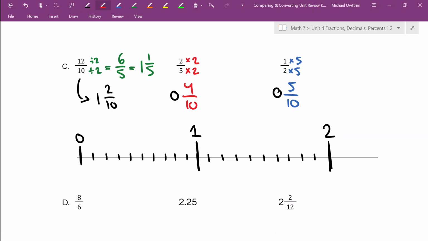Let's go ahead and put these on our number line. So 4/10 is starting at 0 and going 1, 2, 3, 4 past there. Write it in its original format. 1 2/10 starts at 1 and goes 1, 2 ticks past there, and that was 12/10 in its original format. And then 5/10 starts at 0 and goes 5 ticks past, and that was 1/2 as its original format.